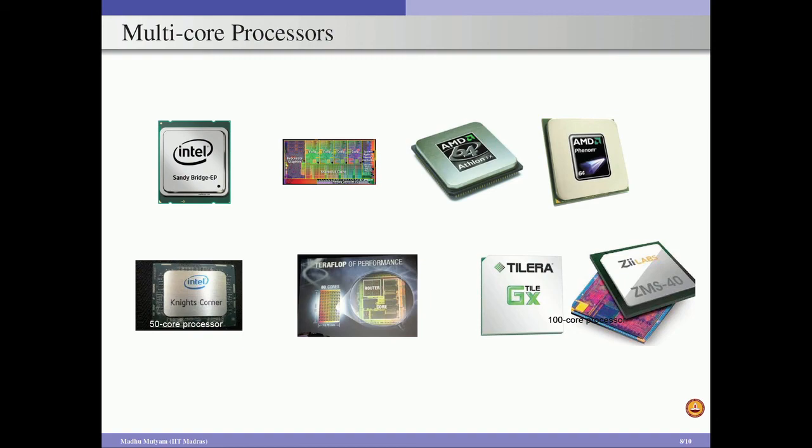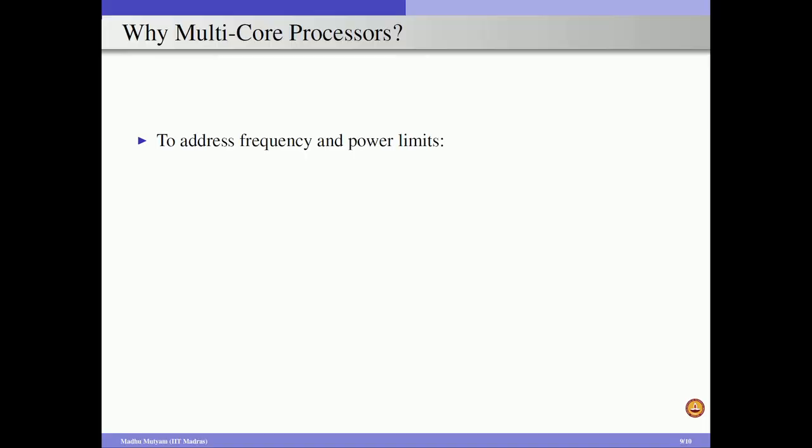In summary, we are in the multi-core era where rather than scaling up the clock frequency, we are now looking at scaling up the number of cores in the processor. We need multi-core processors because they are going to address our different wall problems: the ILP wall problem, power wall problem, frequency wall problem, and so on. The first thing is to address the frequency and power limits we faced with single core processors in order to improve the performance.